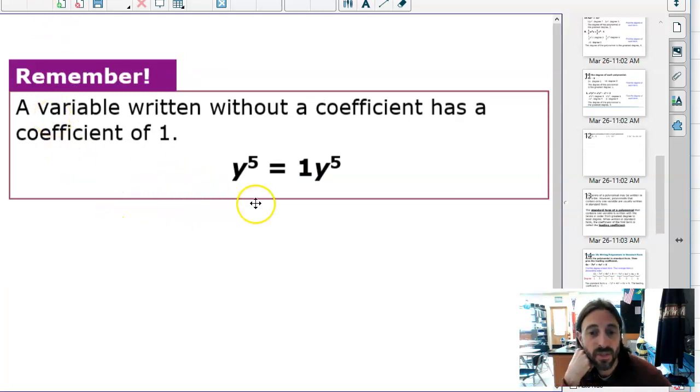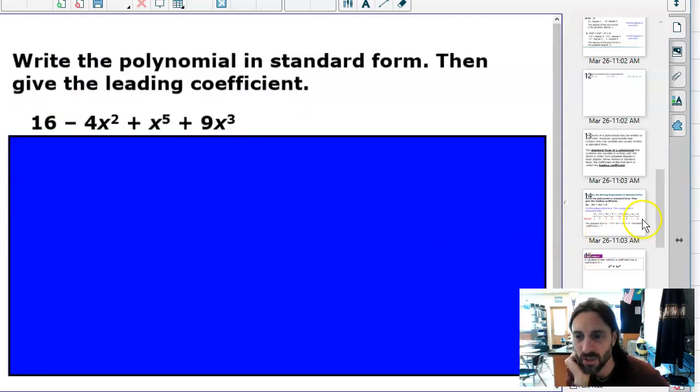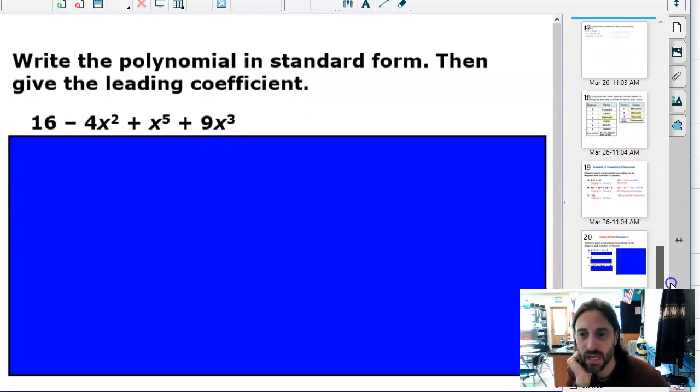Just remember, when you have something like y to the fifth, there is a 1 in front of it. So the leading coefficient of just a variable raised to a power is always 1. Just a couple more examples here, and I think we're almost wrapped up.